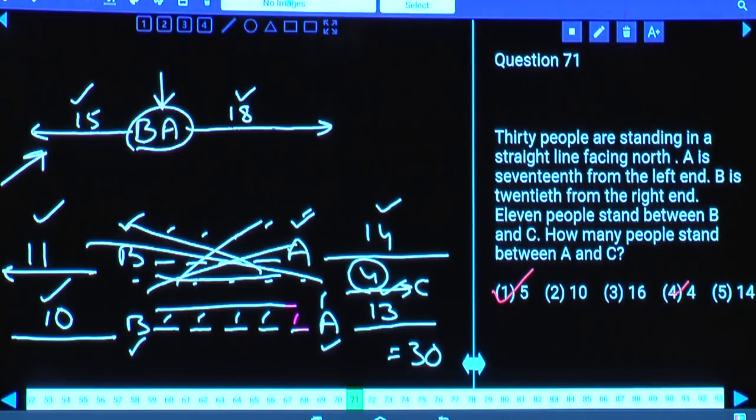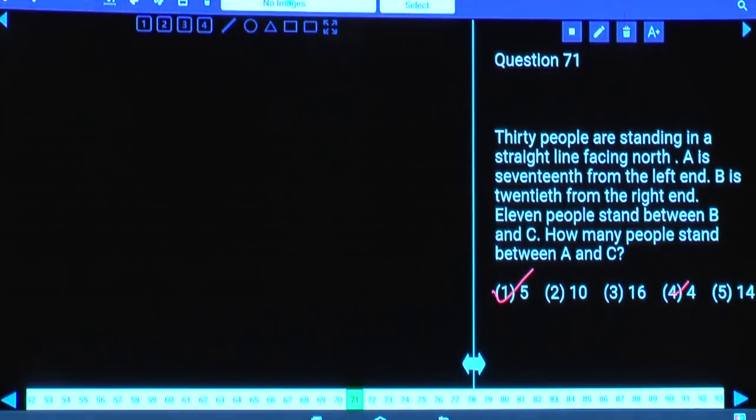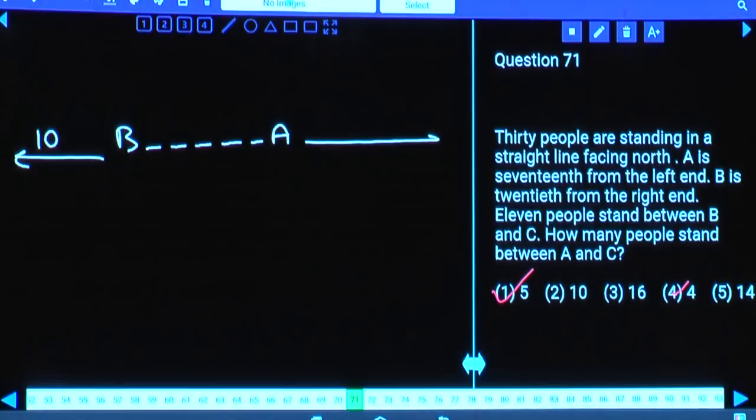Now the question is about how many persons are there in between A and C. What is the final arrangement we got here? In between A and B there are 5. If B is here 1, 2, 3, 4, 5. A and C there are 5. And to the left hand side of B how many persons we have? 10, 11, 12, 13, 14, 15, 16, 17. And to the right hand side of A how many persons? 13. Isn't it? 13, 14, 15, 16, 17, 18, 19, 20.